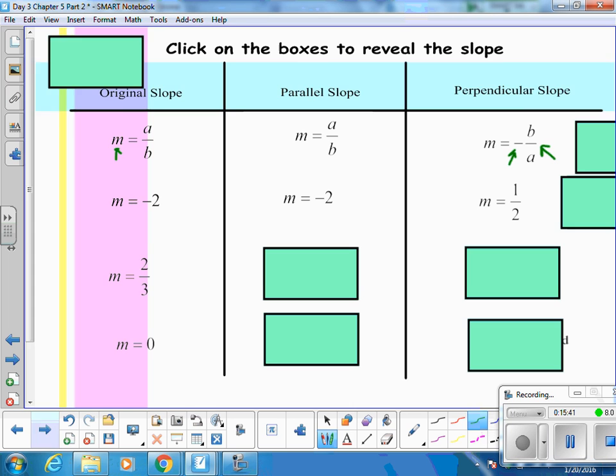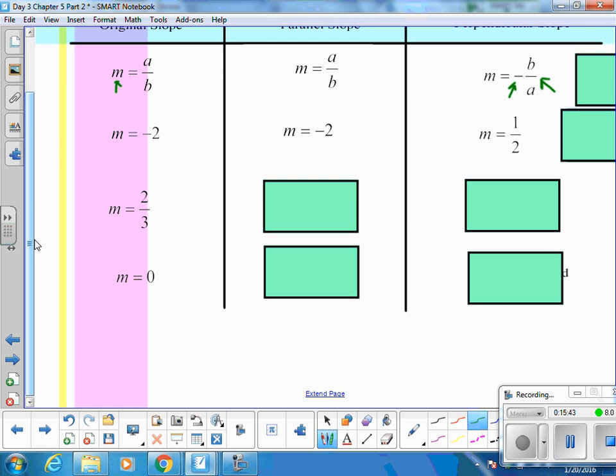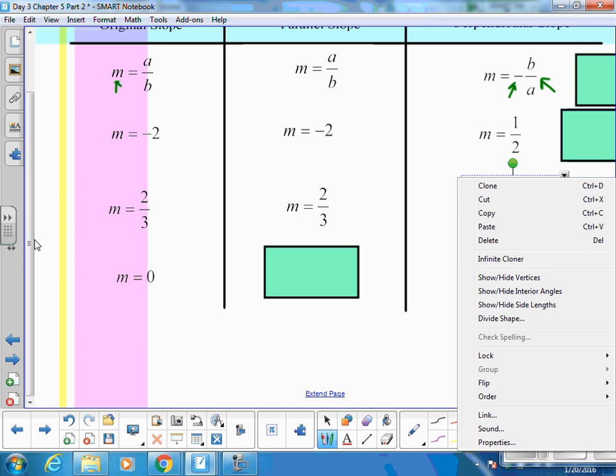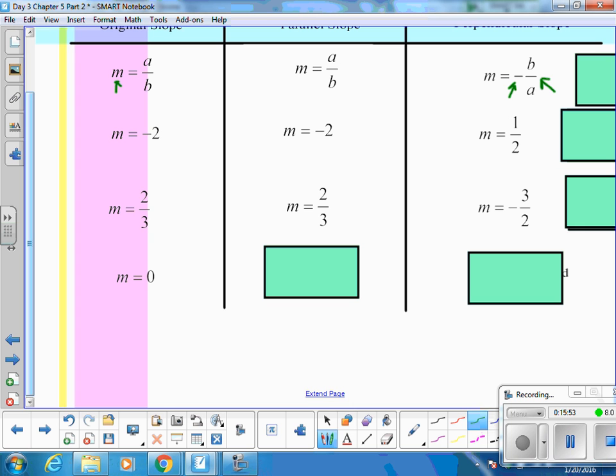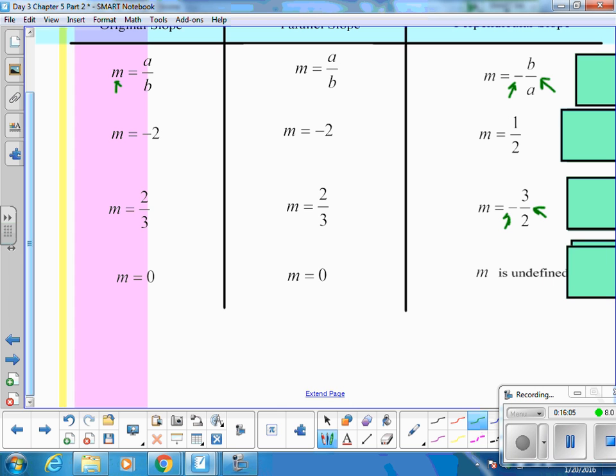If my original slope is 2/3, my parallel one is going to be the same, a matching slope, but my perpendicular one will be the opposite and the reciprocal. You can see this. If the slope is 0, the parallel slope will indeed be 0. And the perpendicular slope is undefined in this situation.